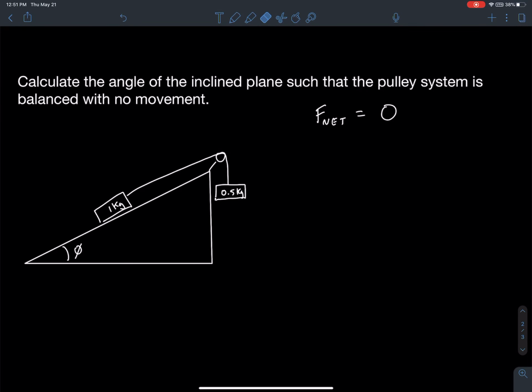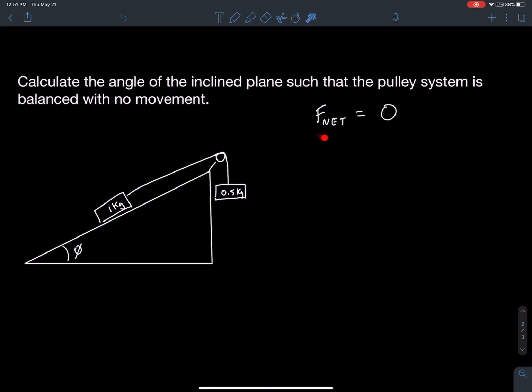Okay, so here's a problem that combines a few concepts that I wanted to review as well: inclined planes, pulleys, as well as equilibrium conditions. The problem asks us to calculate the angle of the inclined plane such that the pulley system is balanced with no movement. Okay, and I want to start by talking about equilibrium.